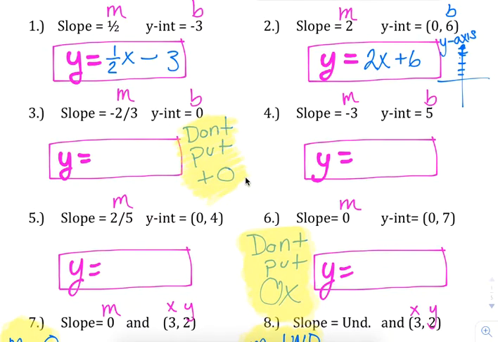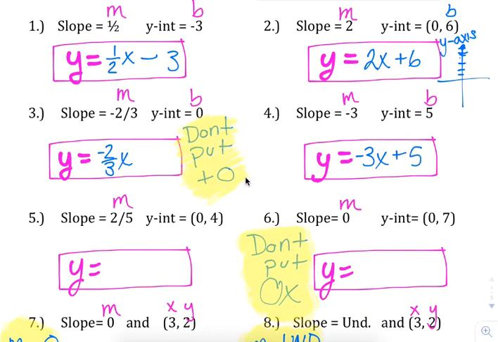Problem 3 and 4 and 5 should be very similar to that. We're going to put our negative 2/3, that's our slope, next to our x. But the only difference here is we're not going to put plus b. We don't want to put plus 0 because we'd have never seen that in an equation. We know that if there's nothing after it, that's what makes the b a 0. Okay? Number 4 is just the same, straightforward, negative 3x for my mx, plus my b, which is plus 5.